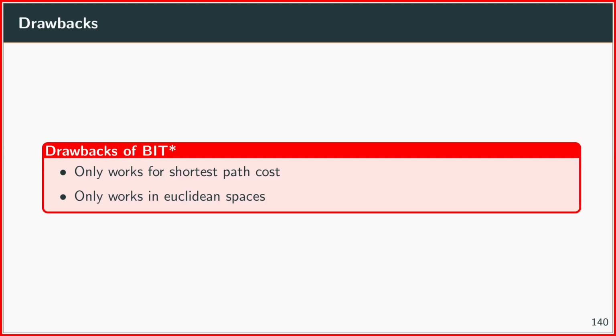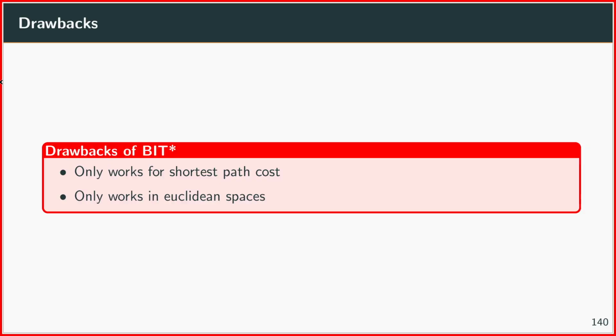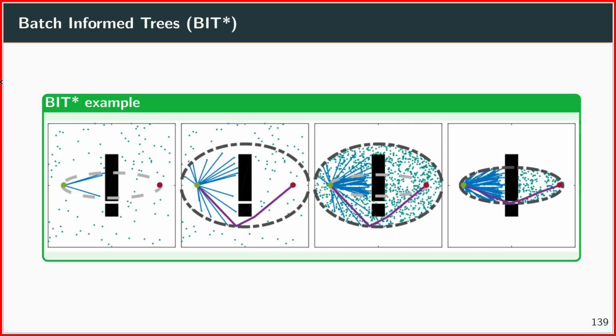The drawbacks are that this only works for shortest path cost, and it only works in Euclidean space. But this is a very nice way of how we can overcome those two problems with RRT star. Yeah, you had a question?